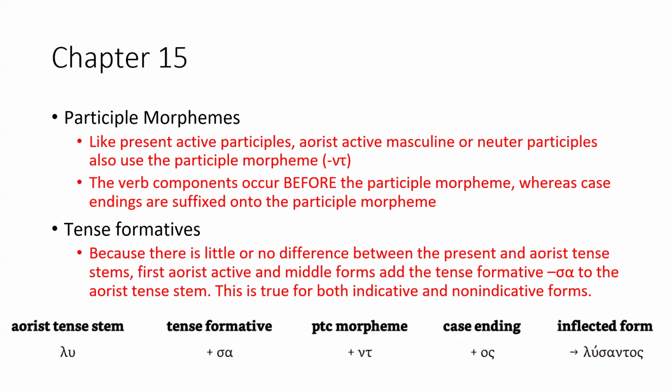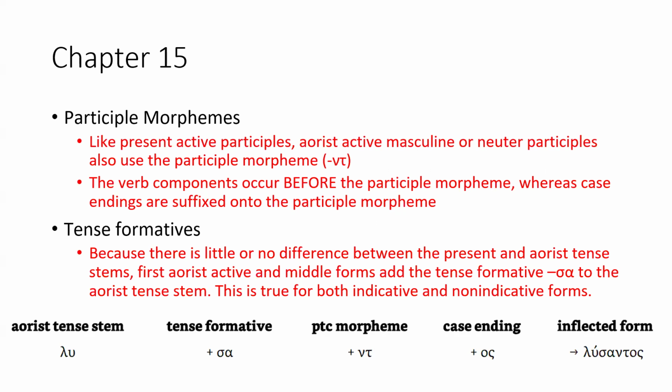Participle morphemes. Like present active participles, aorist active masculine or neuter participles also use the participle morpheme, nu tau, nt. The verb components occur before the participle morpheme, whereas case endings are suffixed onto the participle morpheme.